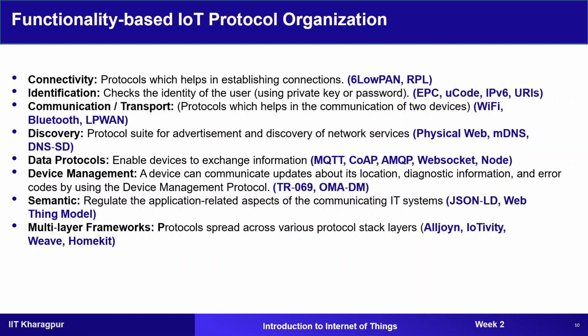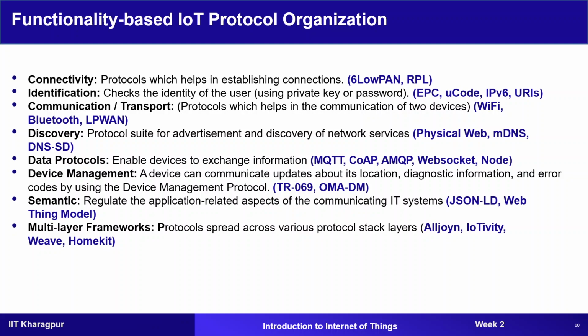The third category is communication or transport protocol. These types of protocols are helpful in establishing the communication between two devices, and the examples of communication protocols are Wi-Fi, Bluetooth, LPWAN, and these.